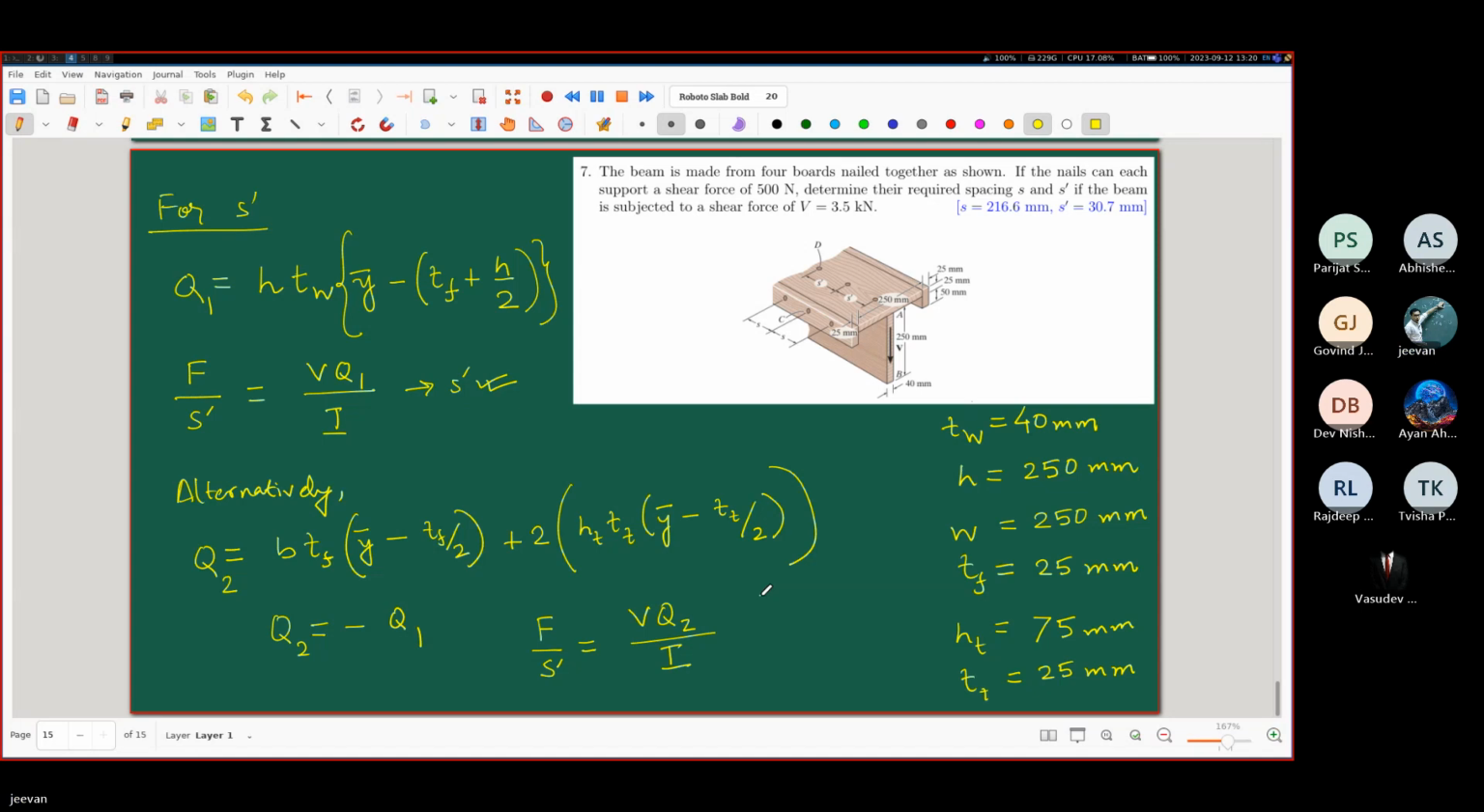Yeah, tell me. Sir, why did we take in the calculation of Q1 TF plus H by 2 and not just H by 2? Because the y bar is calculated with respect to the top edge. Okay, okay. So within the y bar, there is a contribution from the TF. Yes. All right. So let me just demonstrate to you what happens.